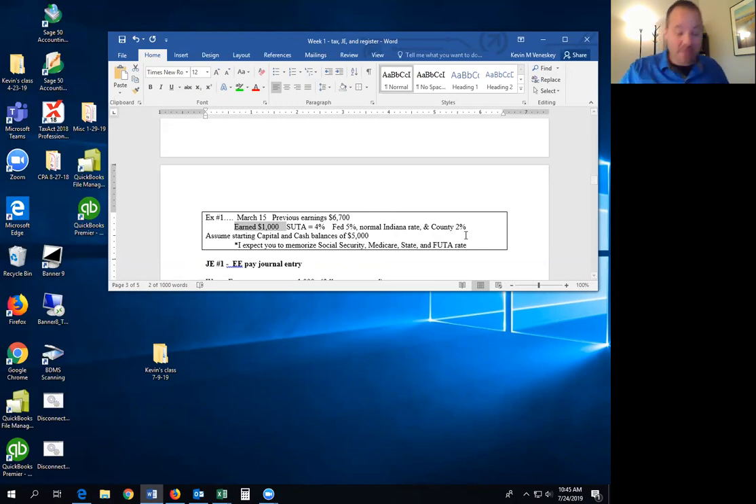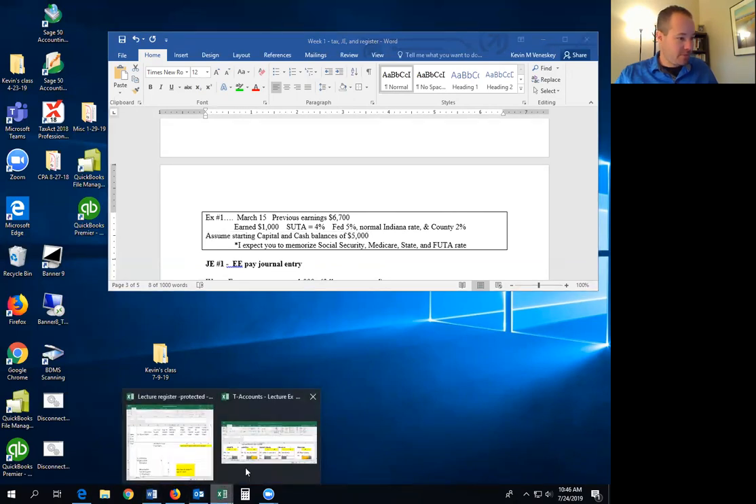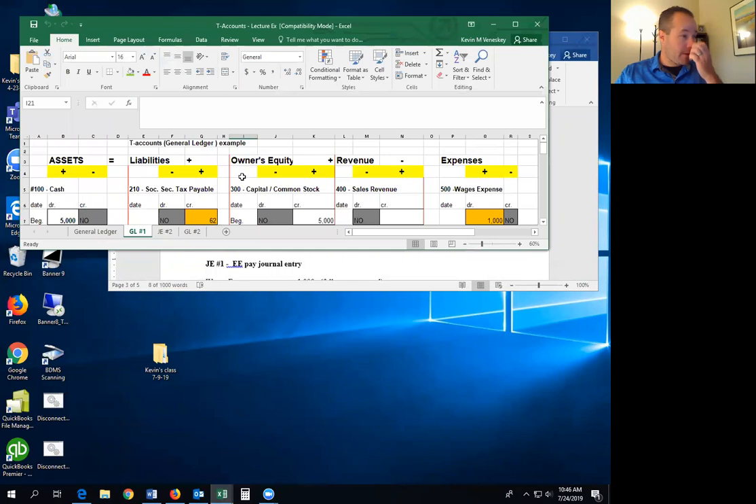And then to help our T accounts work out, I tell us in this problem that we're going to assume an opening balance for capital and cash of $5,000 each. That'll keep the accounting equation equal. So let's go into my example. All right, journal entry number 1 here. I've got $5,000 in my cash to start, and that's on the plus side. And then I've got $5,000 in my common stock, also on the plus side. So that's my starting balances. That just gives me a little bit of money to pay my employees as we get ready to pay them.